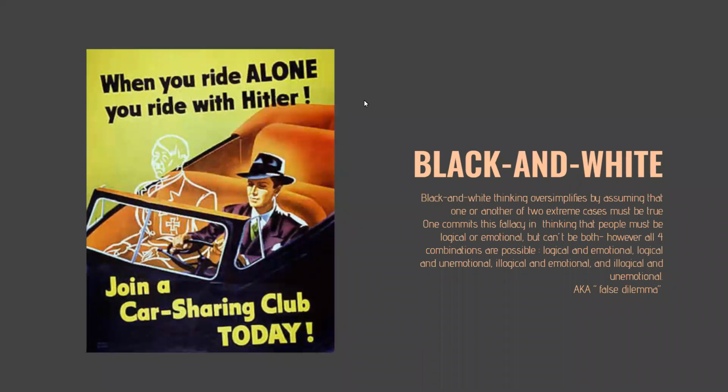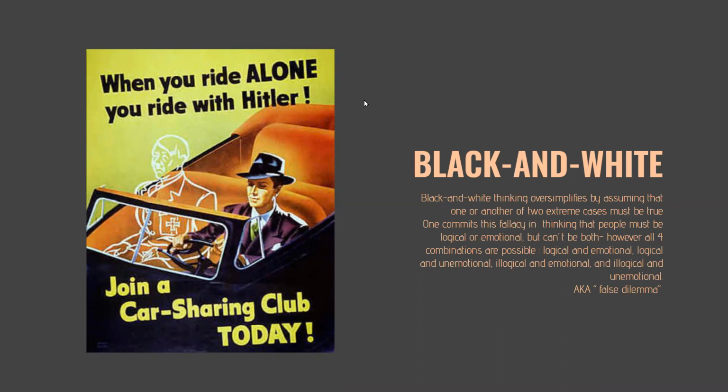Our final group has four miscellaneous fallacies. Here's the first fallacy, which is also called false dilemma. Black and white thinking oversimplifies by assuming that one or another of two extreme cases must be true. One commits this fallacy in thinking that people must be logical or emotional, but can't be both.